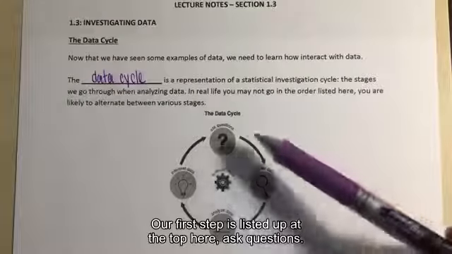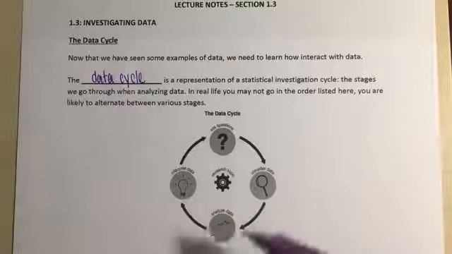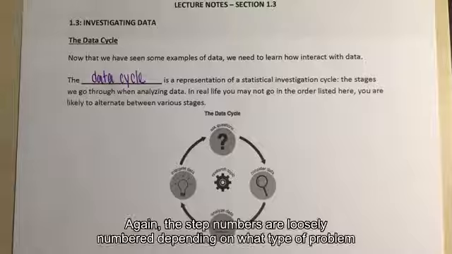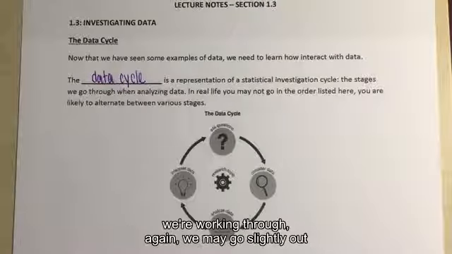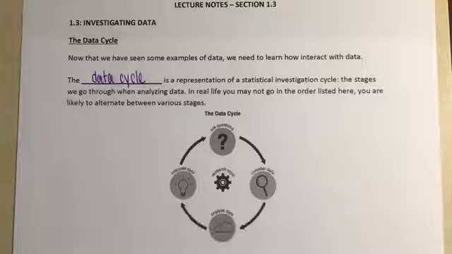All right, so our first step is listed up at the top here, ask questions. Step 2, consider data. Step 3, analyze data. Step 4, interpret data. Again, the step numbers are kind of loosely numbered, depending on what type of problem we're working through. Again, we may go slightly out of order, we may go back and forth. It just kind of depends on what we're doing.